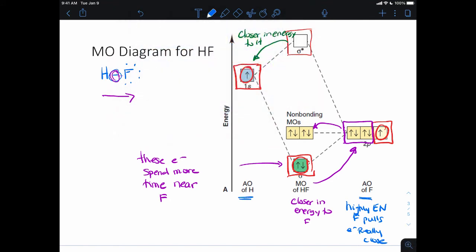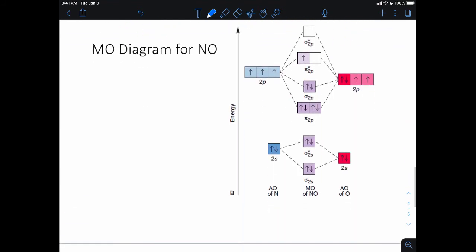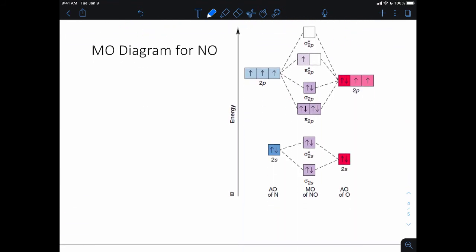All right, let's try one more. Let's try nitrogen and oxygen. Now this one gets a little tricky because nitrogen and oxygen are sort of that divider. Nitrogen's on one side and gets a certain molecular orbital diagram, and oxygen's on the other side and gets a different molecular orbital diagram. So the question is, which diagram do we pick? In this case, it doesn't matter, and I'll show you why. Nitrogen would get the one with orbital mixing, and oxygen would get the one without orbital mixing.